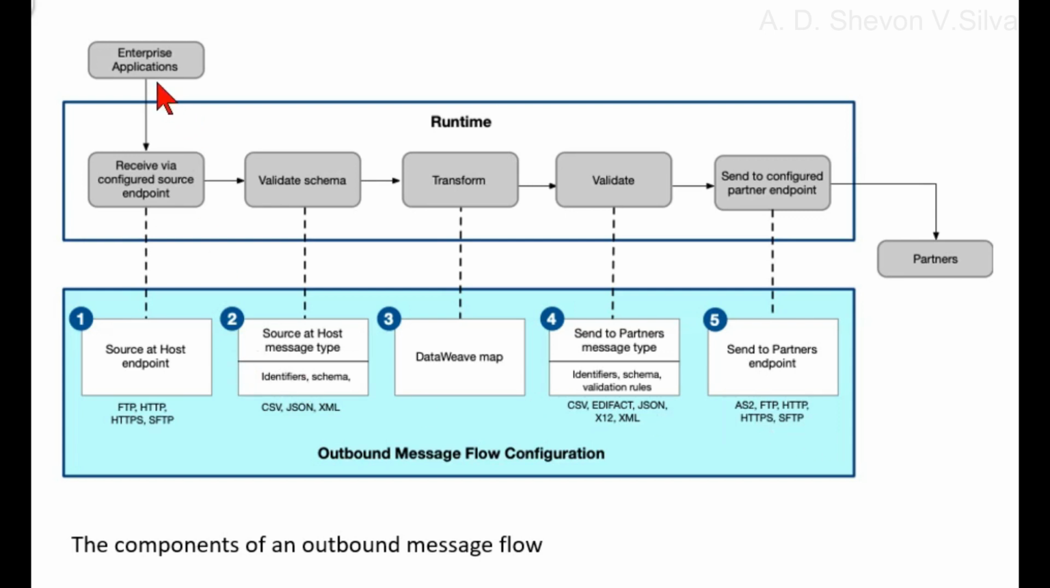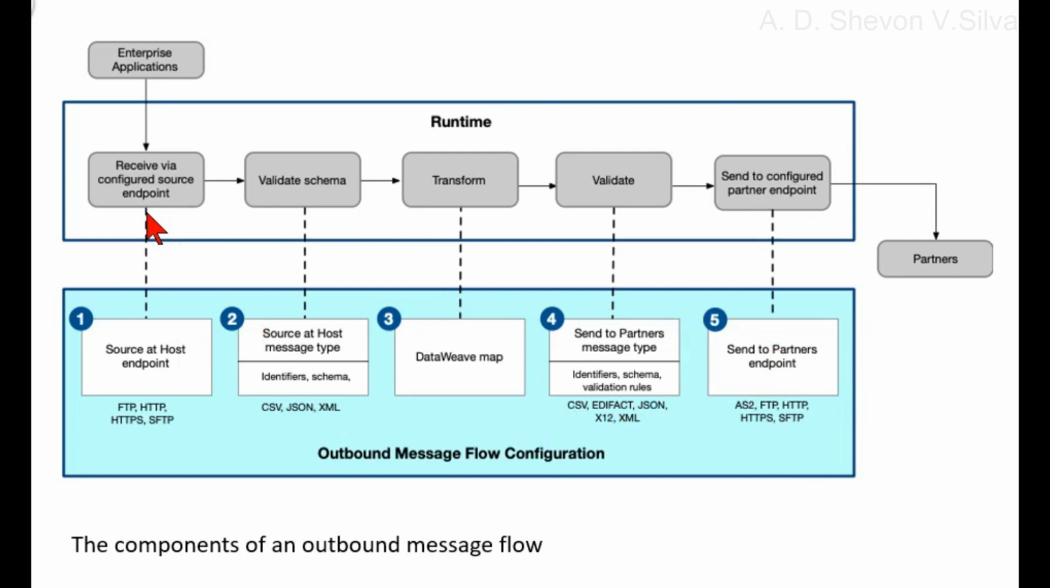Here the endpoint application continues: receive via configured source endpoint, validate schema, transform, validate, and send to configured endpoint in runtime. Source at host endpoint, source at host message type, data view map, send to partners message type and send to partners endpoint are in the outbound message flow configuration.